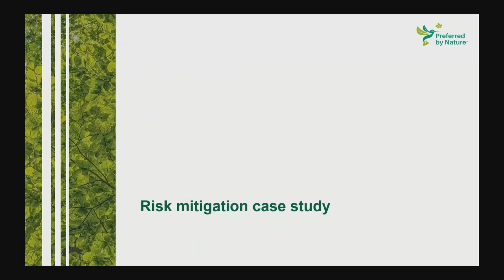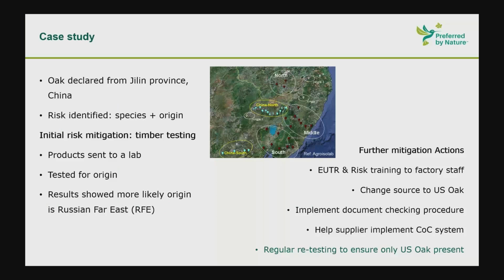Yeah, so those are a few examples of risk mitigation options, and I will walk you through a quick case study of a real-life example, just to illustrate how this process can happen. It's a case of a company importing oak, and the supplier was declaring that this oak was from Jilin province in China, right? So both the species and the origin were a high-risk situation, right? Like an eye-catcher situation.